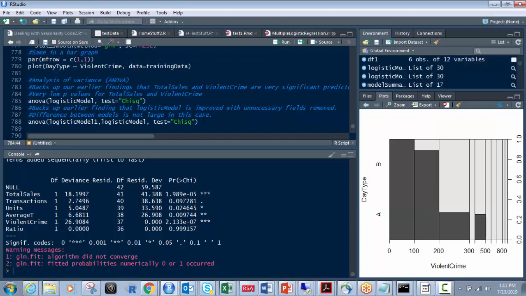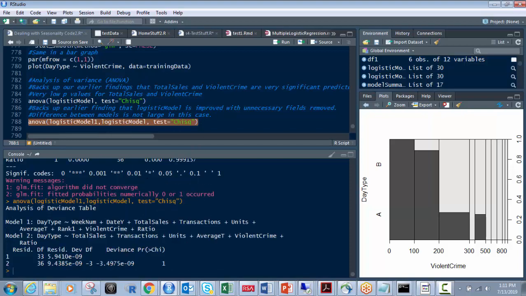Now, if we look at the other one and compare the two, that's ANOVA. Instead of just using our logistic model, we've added logistic model 1, which is the one without anything removed, and our logistic model. So let's run that. This is now a comparison of 2 models instead of a comparison of the predictors. When you look at this, you clearly see model number 2, our logistic model, is the better value of the 2.